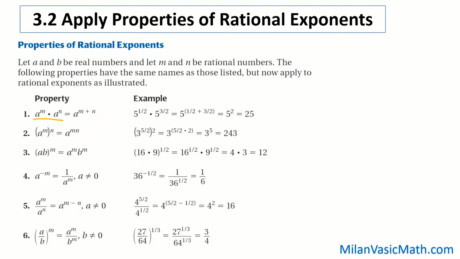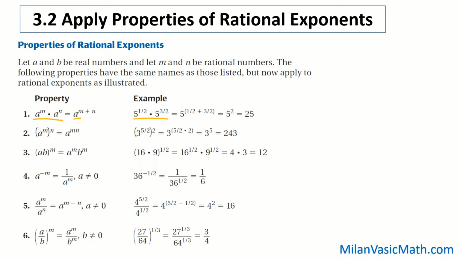If you're multiplying powers with the same base, in this case a, you can simplify that by keeping the base and adding the exponents, and that becomes the new exponent. So here's an example where the base is 5 and the exponent is a fraction. The rules are still exactly the same, and you can verify all this with a calculator.